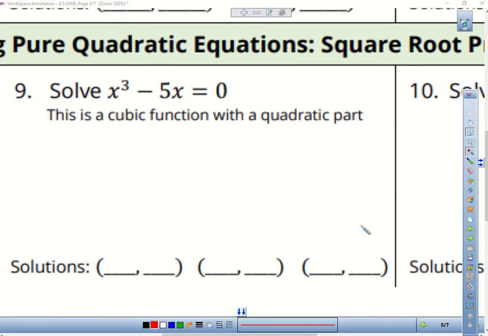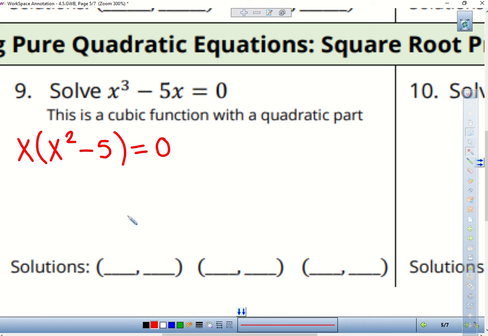Now, this one is a cubic function that ends up factoring into a quadratic part. To do this, we're going to have to find a GCF here. Does anyone know what the GCF is here? X. Good. We're going to take out an x, which leaves us with x squared minus 5. As always, I'm going to set my two parts equal to 0.